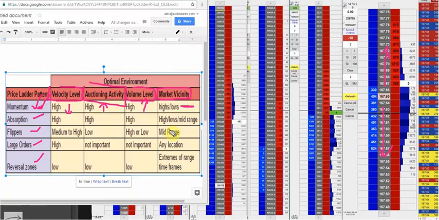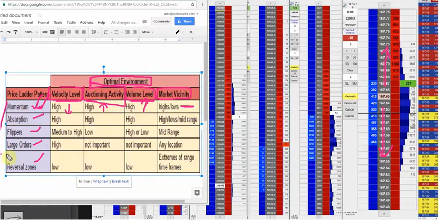For now, what you really want to focus on is looking at the market and noting, potentially every hour, what you've noticed in specific hours. How good was the velocity? How good was the auctioning activity? How good was the volume level? And how good was the market vicinity? This is really important to develop your skill set in understanding the market environment. And once you understand the market environment, you can then understand what's the optimal environment for these types of plays.